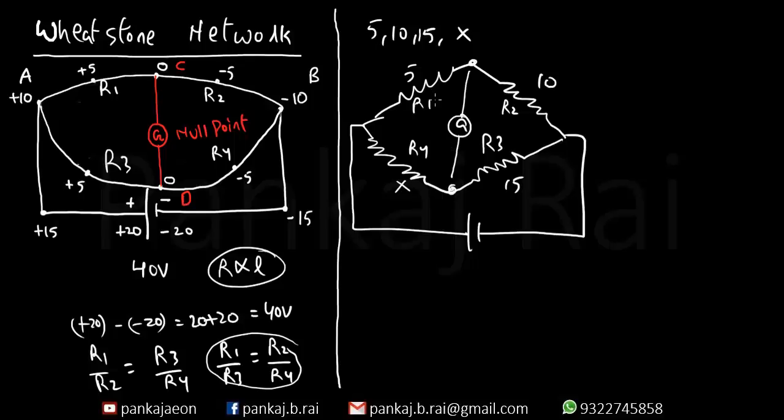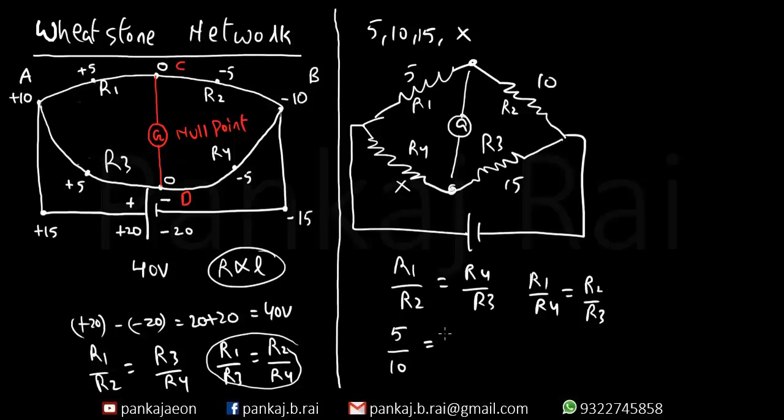That is, in this case I can say that r1 upon r2 is same as r4 upon r3, or I can also say that r1 upon r4 is same as r2 upon r3. In either of the cases we have to substitute the value. Let's say we do that. Let's say r1 is 5, r2 is 10, r4 is x, and r3 is 15. So let us take 15 here. So we'll get 5 times 15 upon 10 is x. So 5 times 15 is 75. 75 upon 10 will be 7.5. So the unknown resistance x is 7.5 ohms.